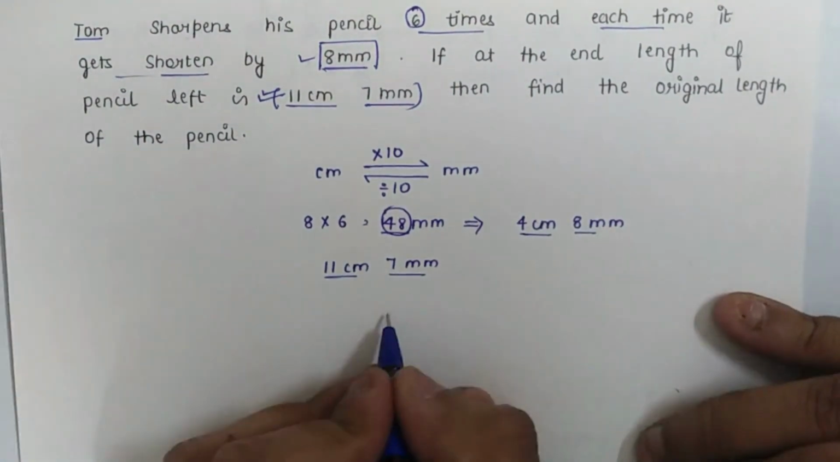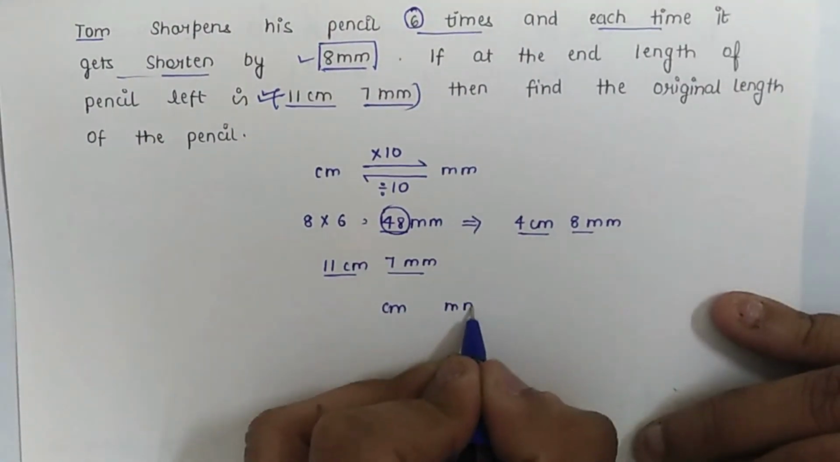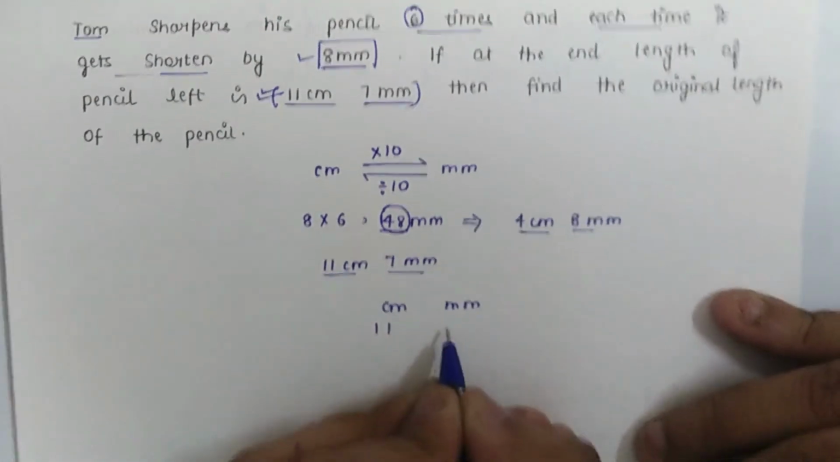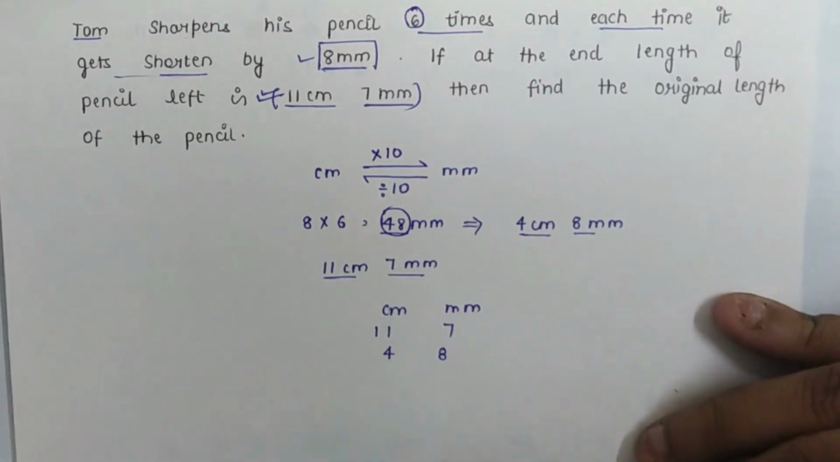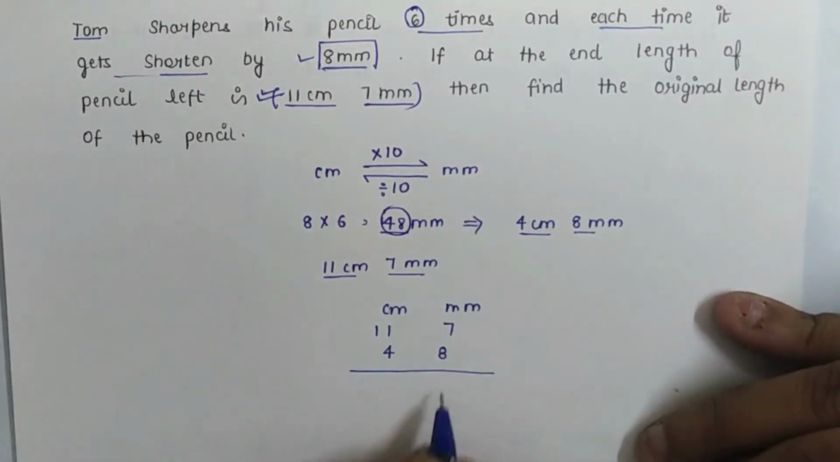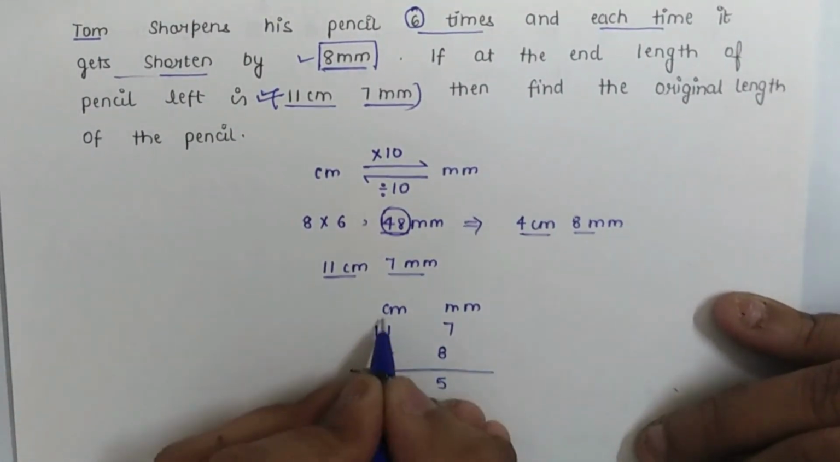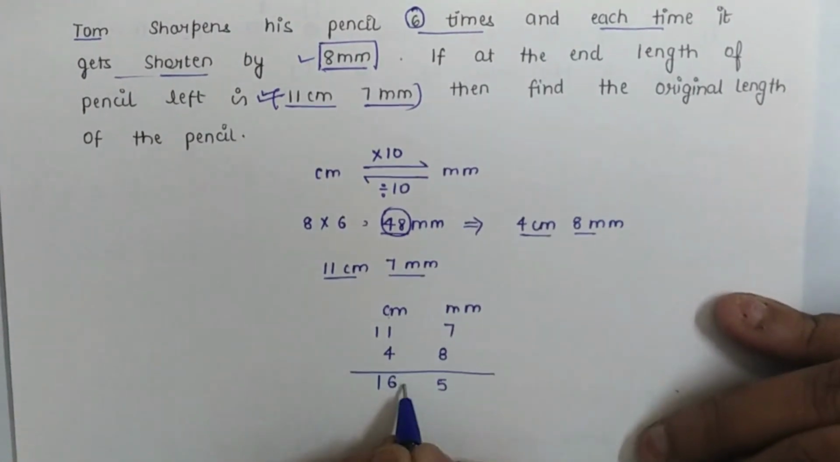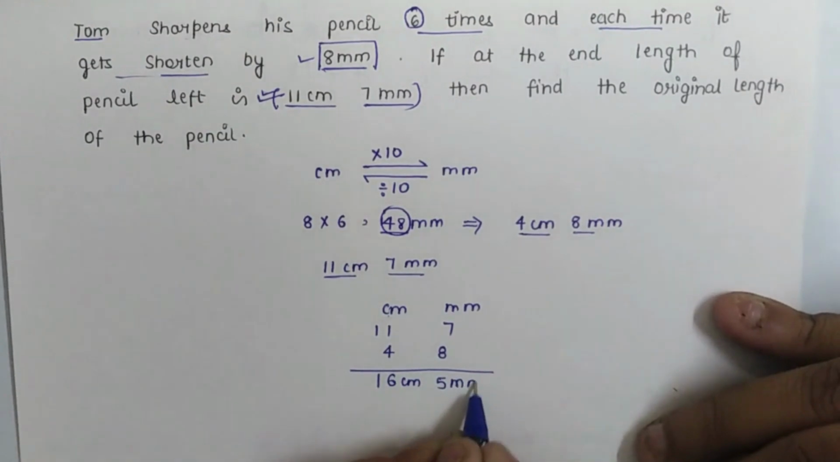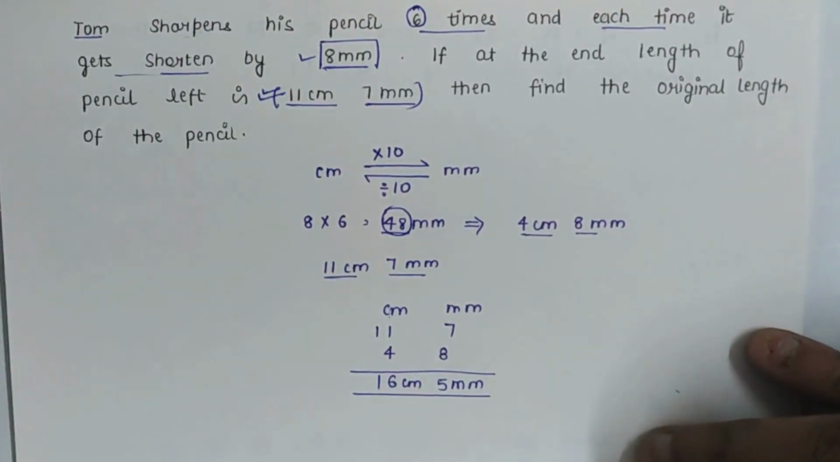So how do we add them? There's the centimeter, there's the millimeter. Here it is 11 and 7. Here it is 4 and 8. If we add both of these, we'll get 8 plus 7, 15, 1 carry, 4 plus 1 plus 11, 16 centimeter and 5 millimeter. And that was the original length of the pencil.